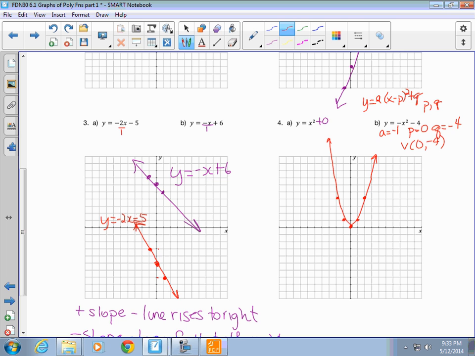Oh, better change color. Here is my vertex. Because a is negative, my graph has to go down, so then it'd be the same thing. It'd be over 1, and then over 2, 2 and 4, and then you would draw your graph like so.